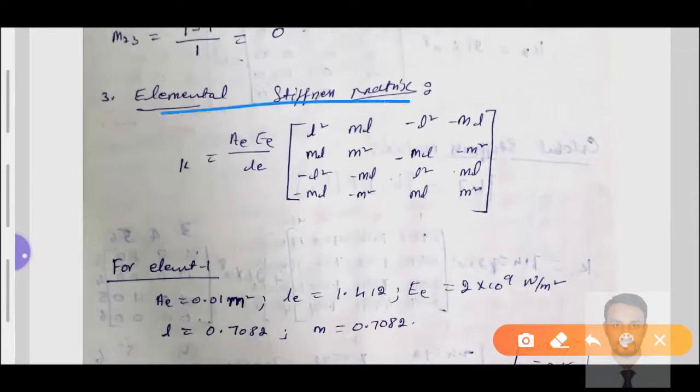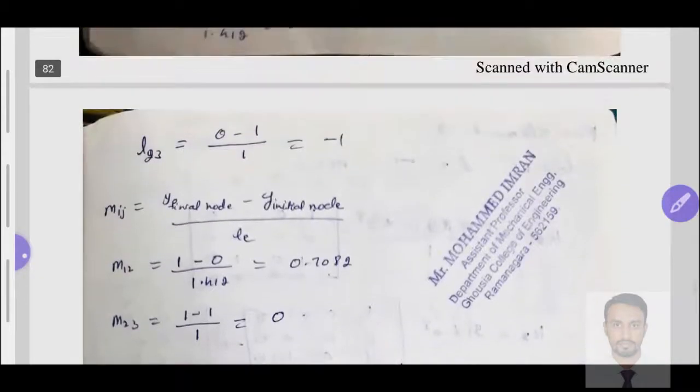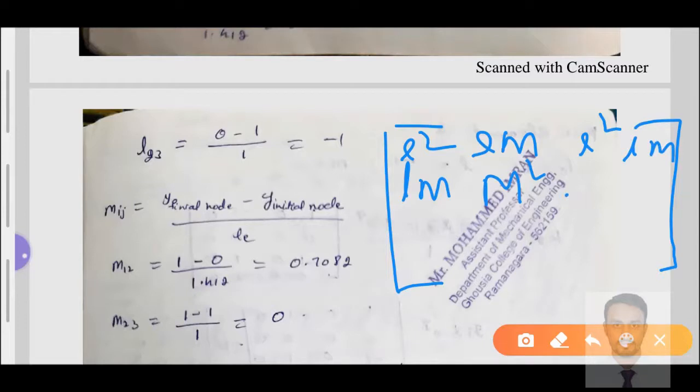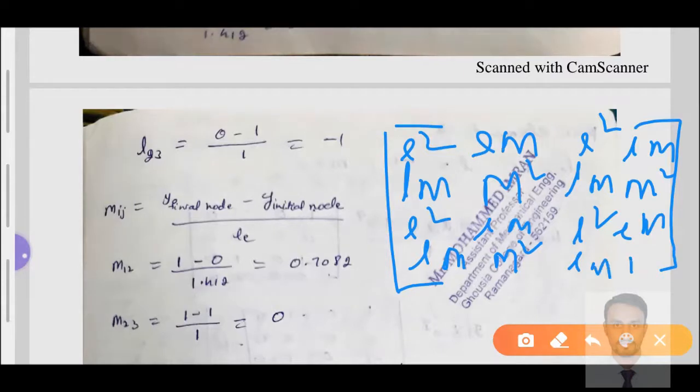Elemental stiffness matrix, we know that K is equal to AE divided by LE. How to remember this? Make it into four parts. We have L square, M square. So I'll take this for your remembrance, how I will remember. You can check out here. I will take L square, M square. So then L square, M square. L square, M square, L square, M square, minus this one.